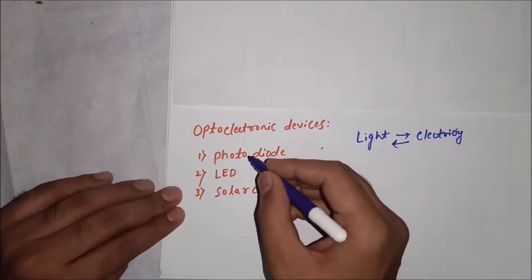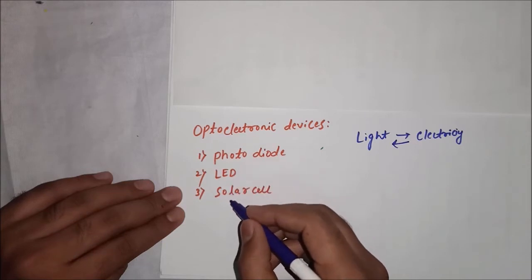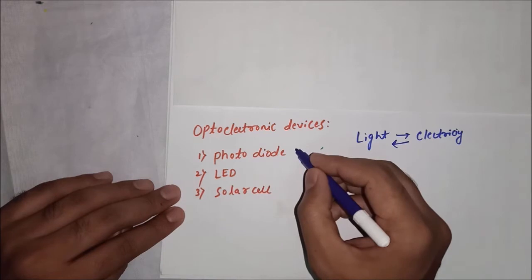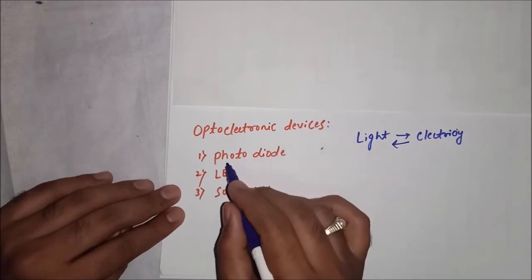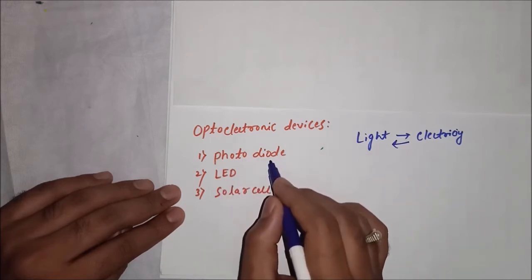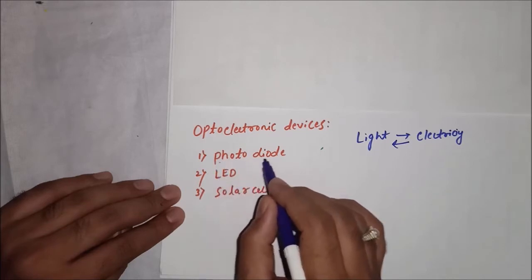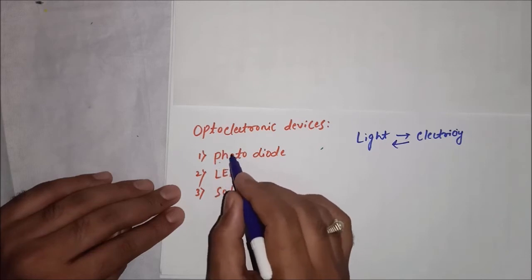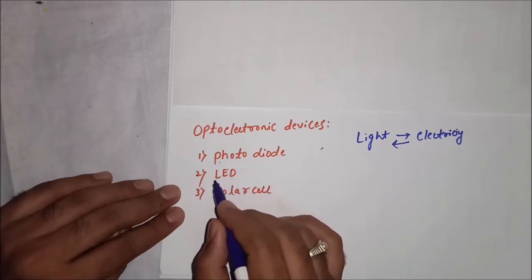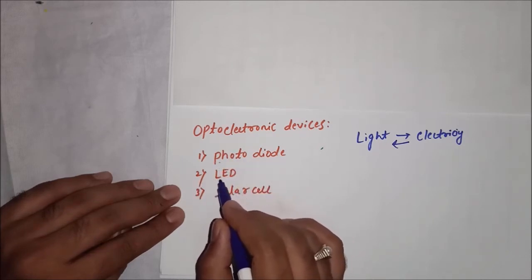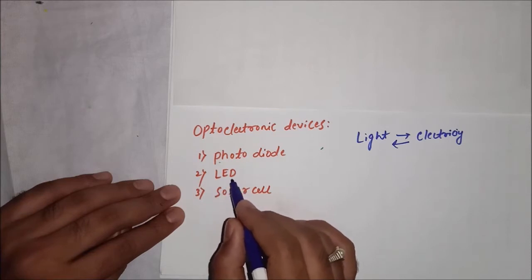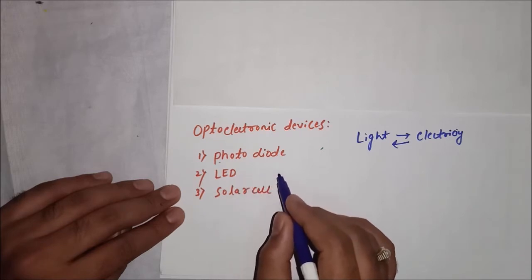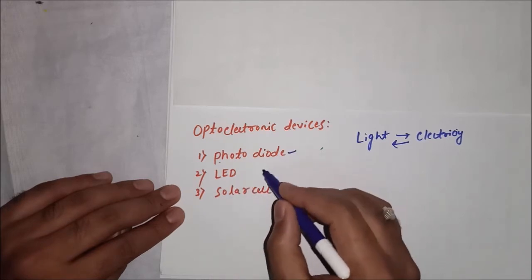And there are three optoelectronic devices we are studying in your syllabus. The first one is photodiode. Photodiode is the diode which converts light energy into electrical energy. Photo means light again. And second one, LED. LED means light emitting diode. It converts electrical energy into light energy. So both are exactly reverse.